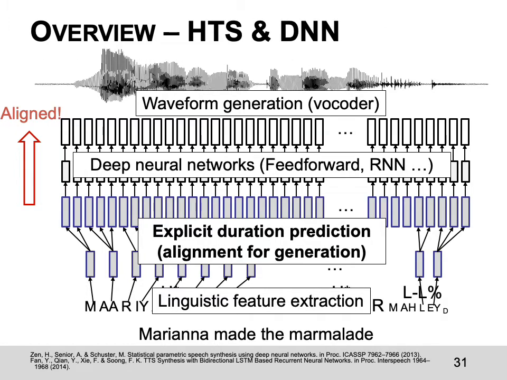From HTS to DNN is straightforward. We just need to replace the HMM state with the neural networks, feedforward one or recurrent one. However, for this kind of framework, we still need the duration model. We need to predict the alignment from the linguistic feature vectors. Without that, we cannot prepare the input to the neural networks.